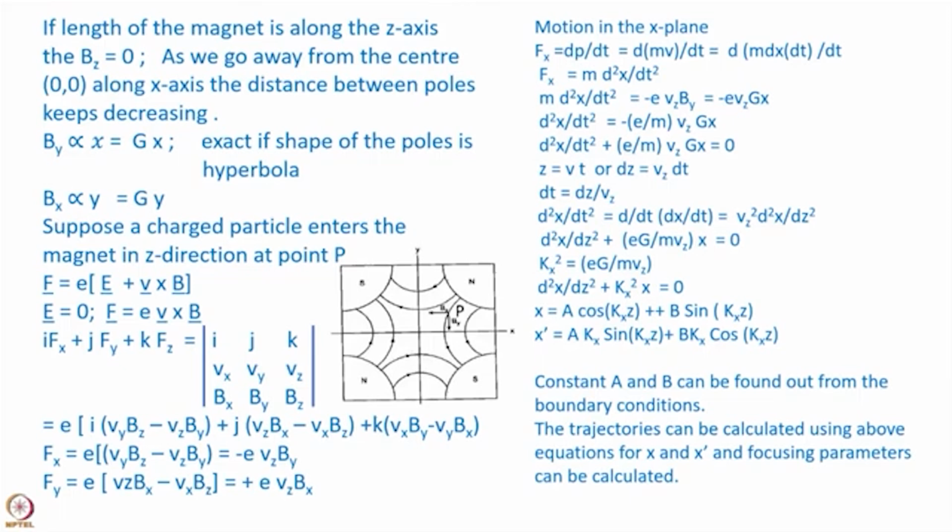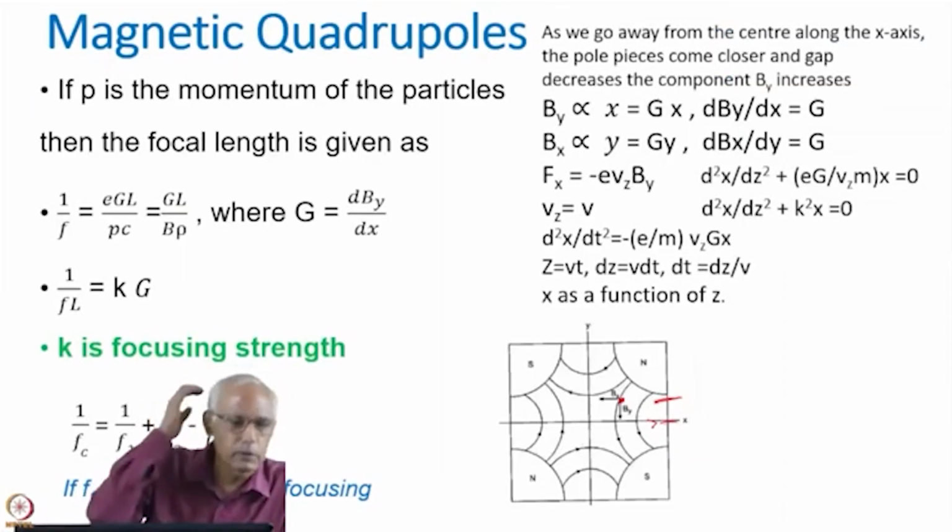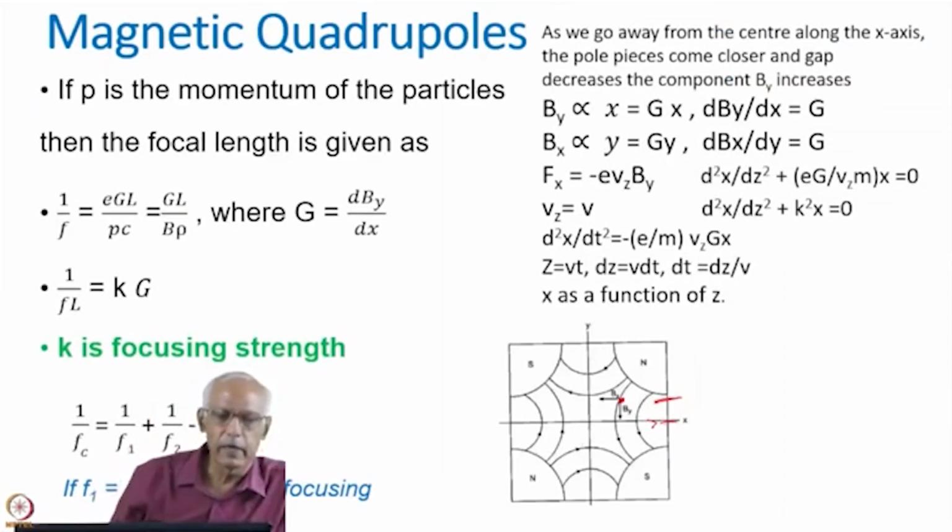Now here you can see that in this equation, there are two constants, a and b, and they have to be found from the boundary conditions. So effectively, when we say focusing, it's the solution of these two equations to find out how the trajectory is moving along z. Now if you do that in very simple terms, 1 by f is given here, and it depends on g, and where L is the length.